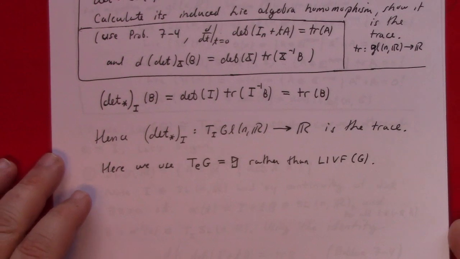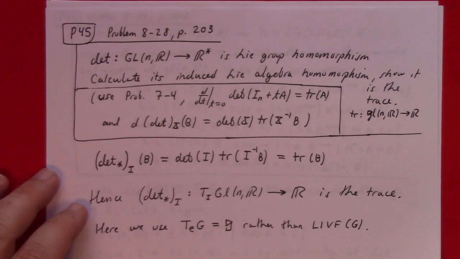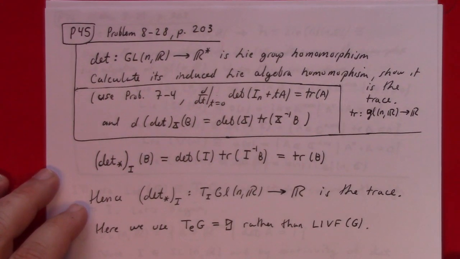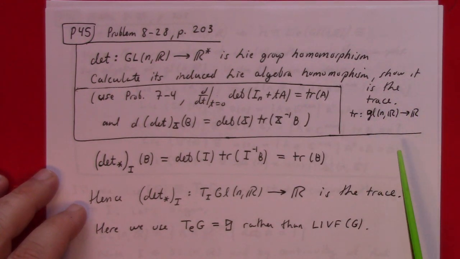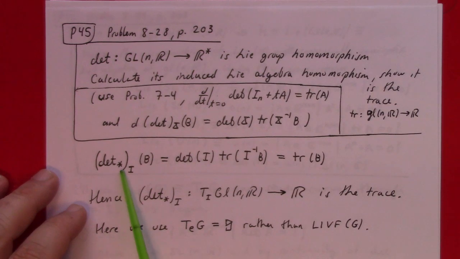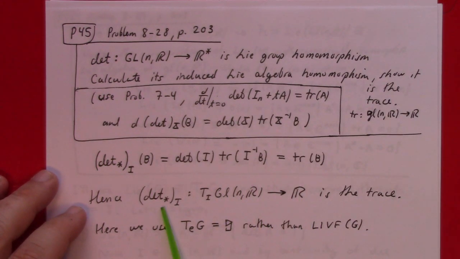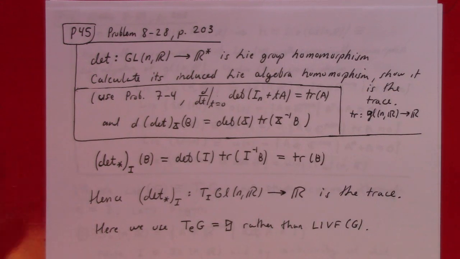Here, problem 45, we have that determinant is a Lie group homomorphism; calculate its induced Lie algebra map. So yeah, this is pretty much just a straight application of problem 7.4. The push forward of the determinant map at the identity, applied to B, is the determinant of I times the trace of I inverse B. But hey, that's just the trace of B. Hence the determinant push forward is exactly the trace.